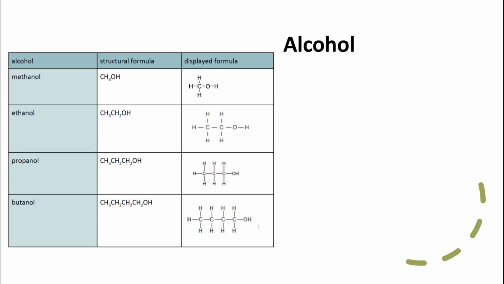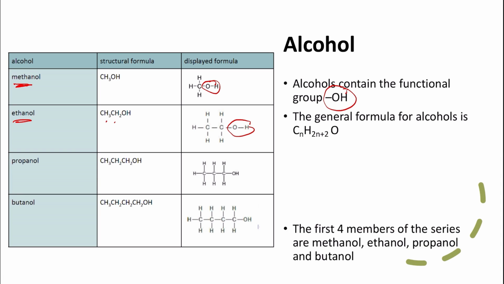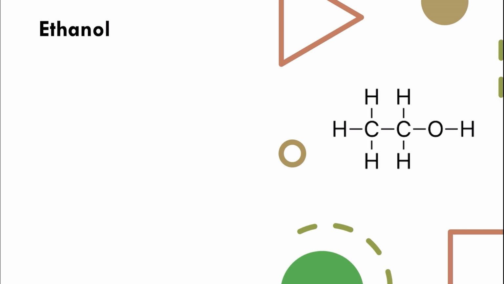Alcohol is the third series that you need to learn. Alcohol contains the functional group OH. To name the alcohols, you also follow the same concept for naming organic molecules. The prefix will refer to the number of carbon atoms, and then we have the suffix "ol." So methanol is the first member, which has one carbon atom and OH, and then ethanol is the second one with two carbon atoms and an OH, and then propanol, and then butanol.